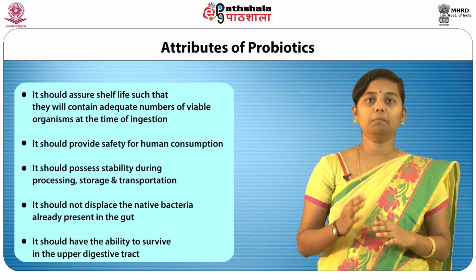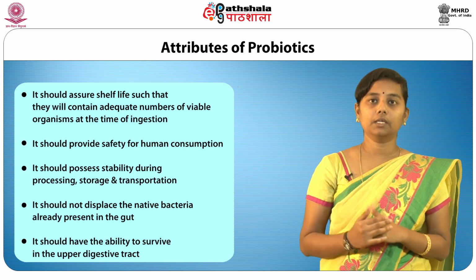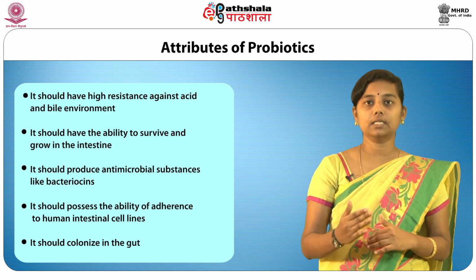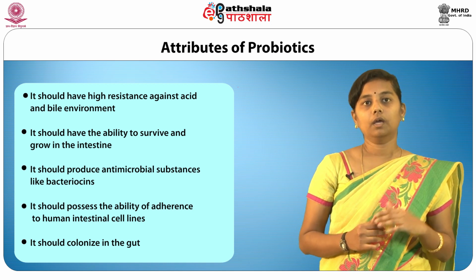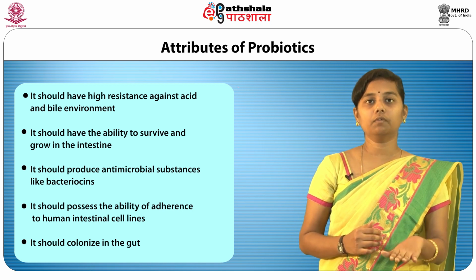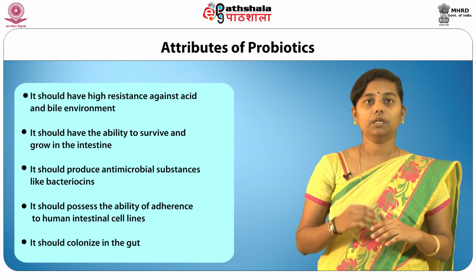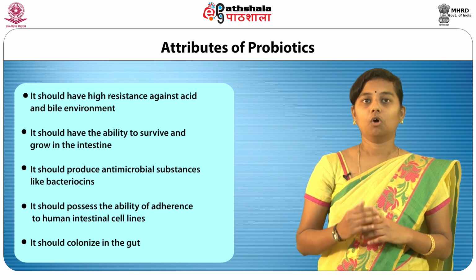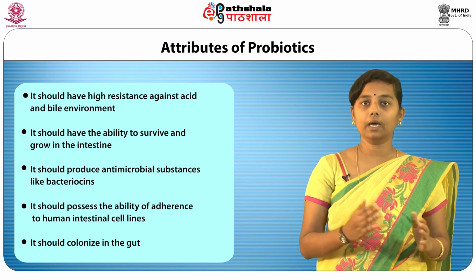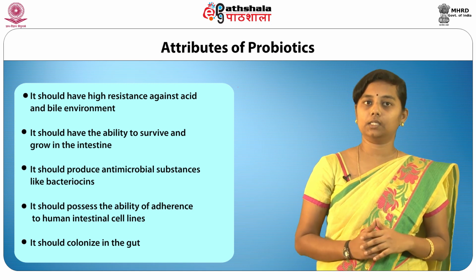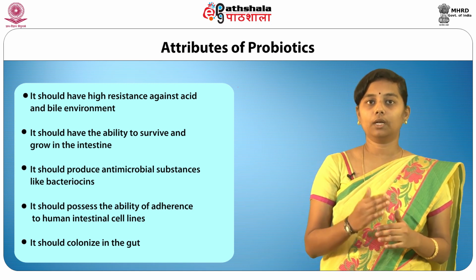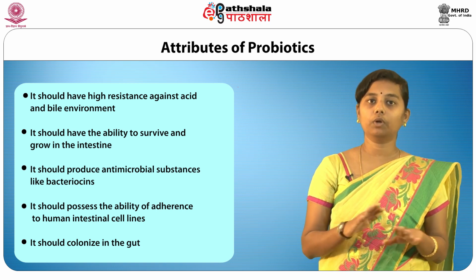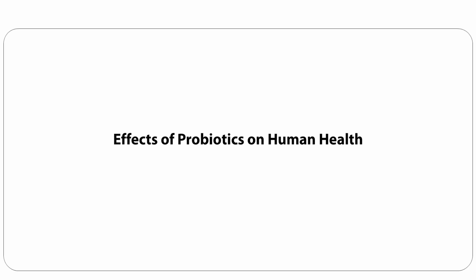It should not displace the native bacteria already present in the gut. It should have the ability to survive in the upper digestive tract. It should have high resistance against acid and bile environment. It should have the ability to survive and grow in the intestine. It should produce antimicrobial substance like bacteriocins. Also possess the ability of adherence to human intestinal cell lines. It should be able to colonize in the gut and produce favorable response in the host without any toxic adverse effect.